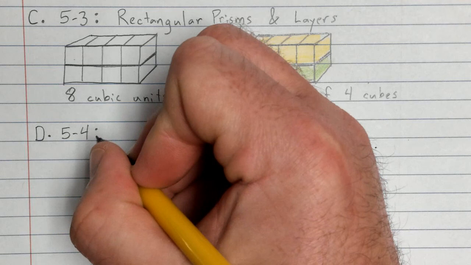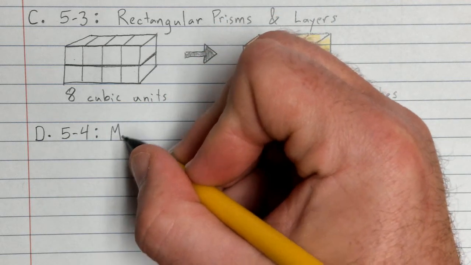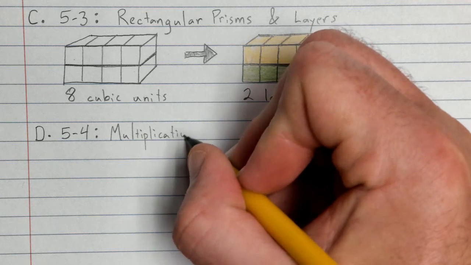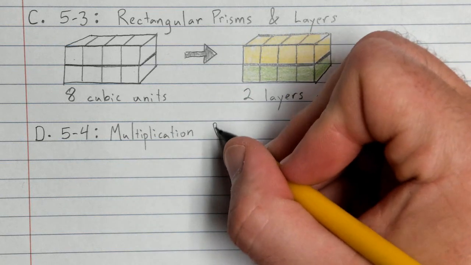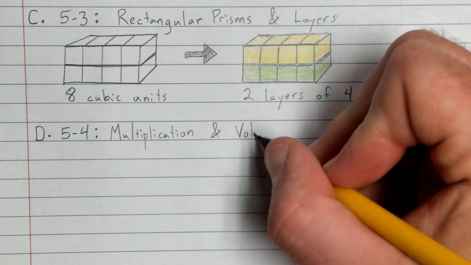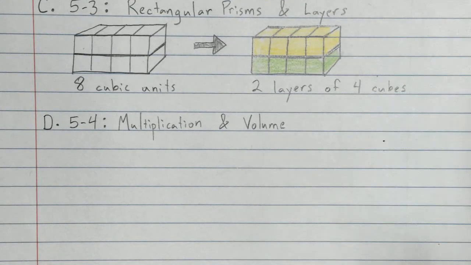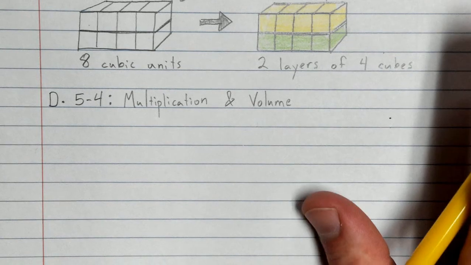All right, lesson 5-4, we talked about multiplication and volume. Multiplication and volume. This is what most of you wanted to do from the very beginning, I know.